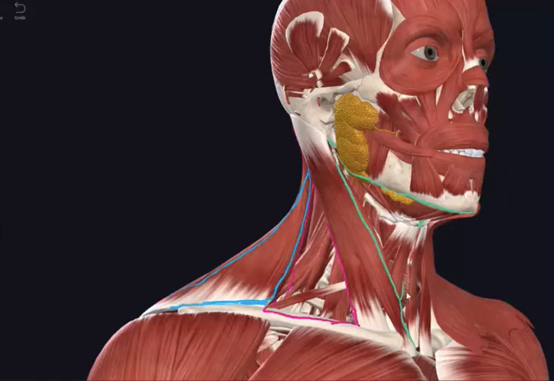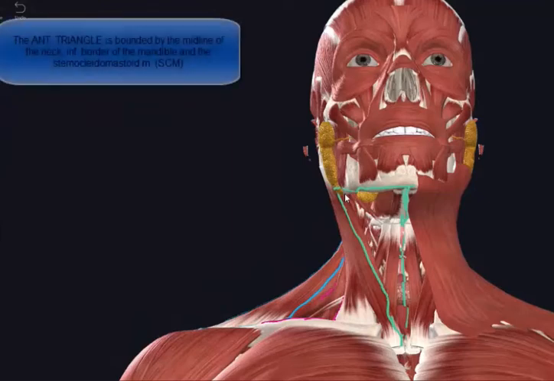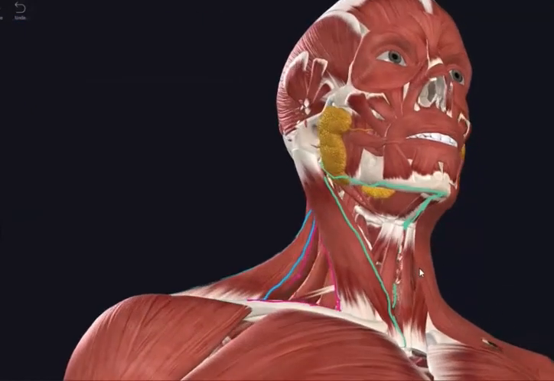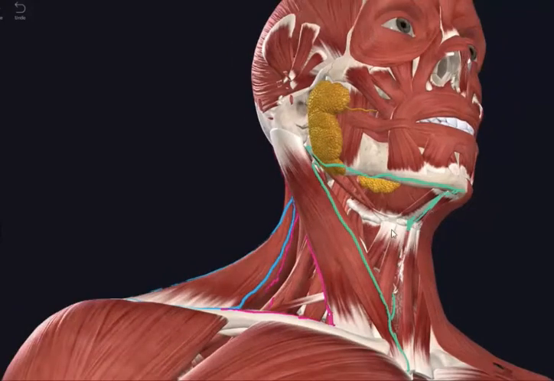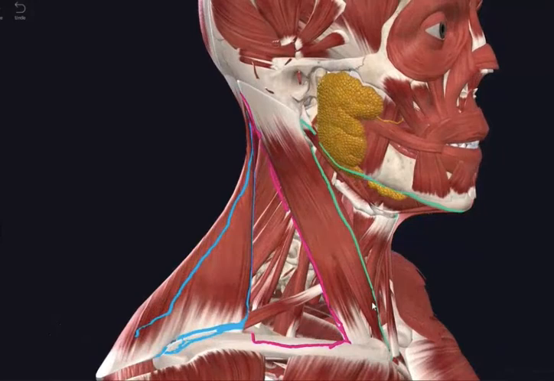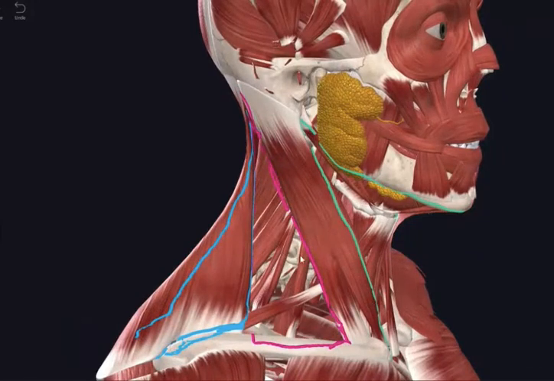In contrast, you have the anterior triangle here, and the anterior triangle will be bounded by the midline of the neck, straight down here, also by the mandible, and by the anterior border of the sternocleidomastoid. So this makes a neat little triangle, which we can then actually also subdivide into 4 smaller triangles as we move forward. But let's have a look at the posterior triangle first here.